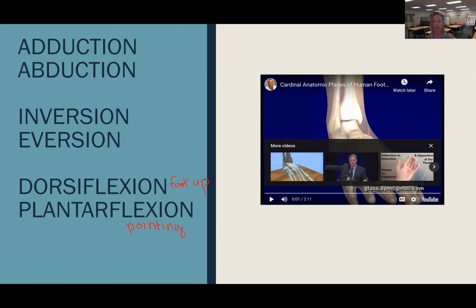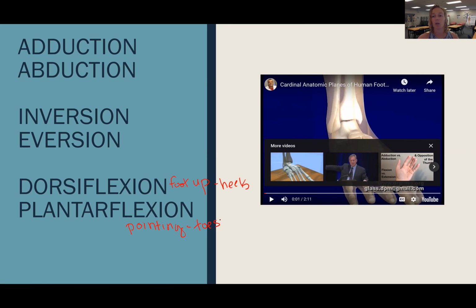So we're going to stand up, and I want you guys to practice walking around in plantar flexion. So can you show me plantar flexion? Good, on your toes, good. And now dorsiflexion, how would we walk around in dorsiflexion? On our heels, yes. So foot up, heels, pointing toes.